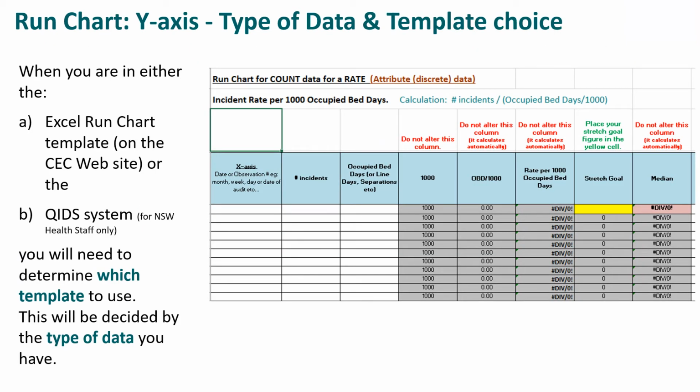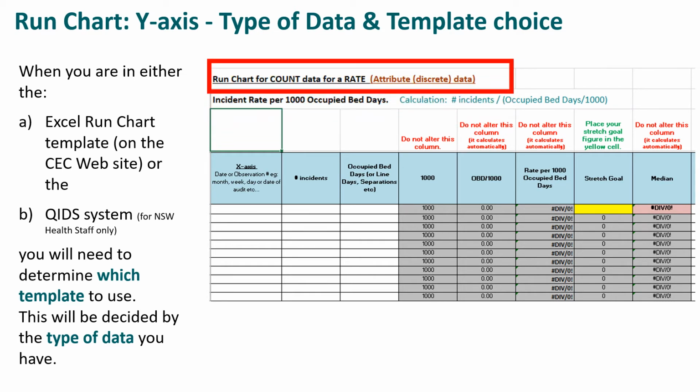In the previous slide, we were looking at the falls rate per 1,000 occupied bed days. The run chart template that we'd use in this situation is for attribute data, but when you are wanting to calculate a rate.